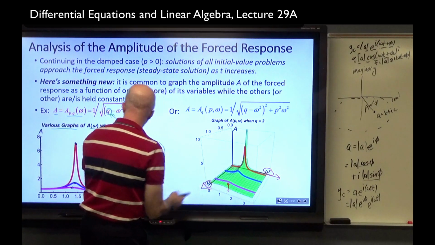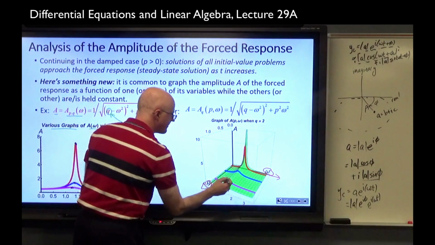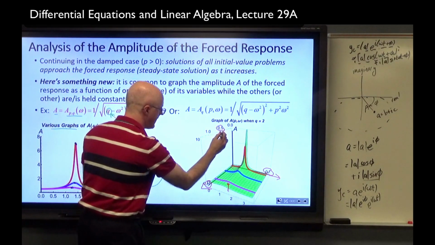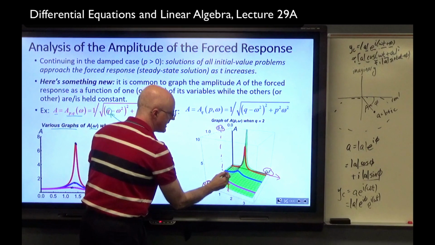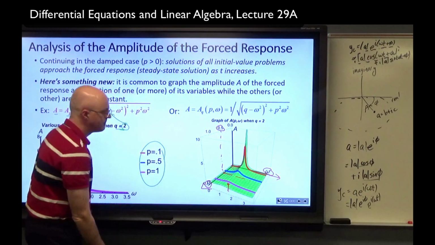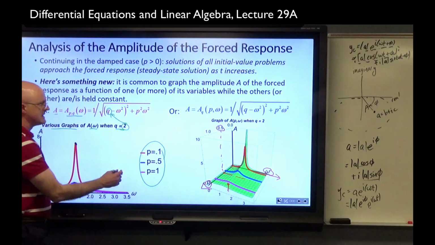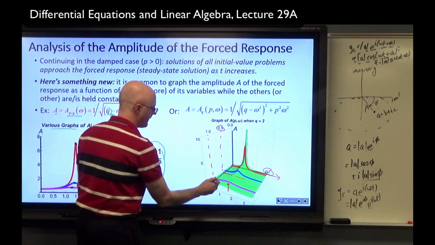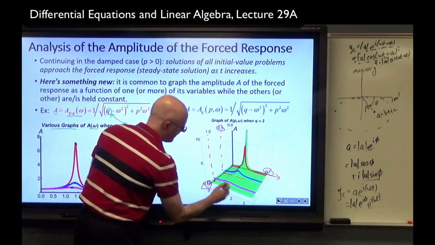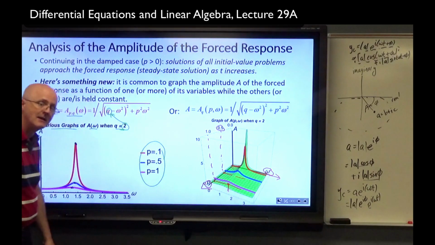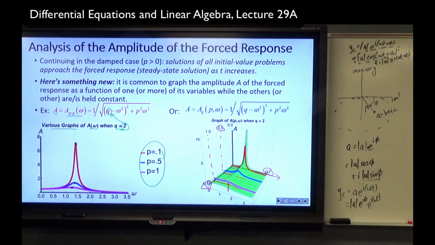The blue one was when p is 0.5. Notice 0.5 is right there. That's matching up with the p coordinate of the points on the blue curve. And then when p is 1, along that line, I'm graphing the pink curve as omega varies.